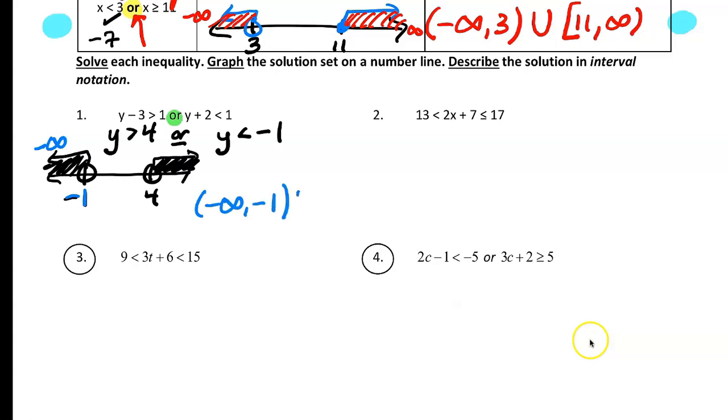We're going to go negative infinity to negative 1, or, which is a union, 4 to infinity. Again, we always go left to right when we label these numbers. Negative infinity is to the left of negative 1. 4 is to the left of infinity. So that's our answer. Let's look at number 2.